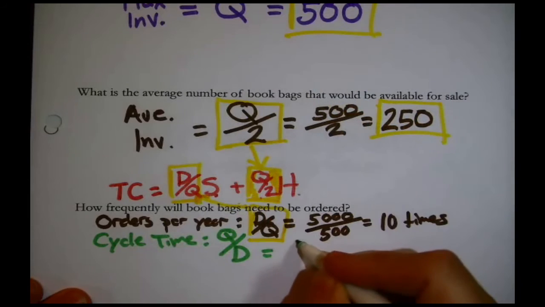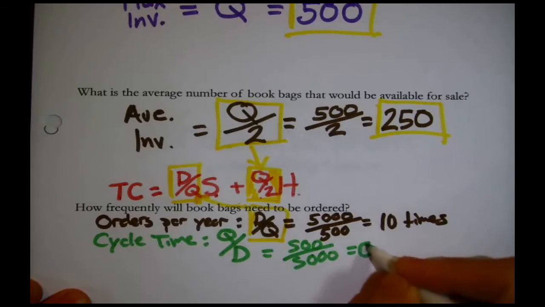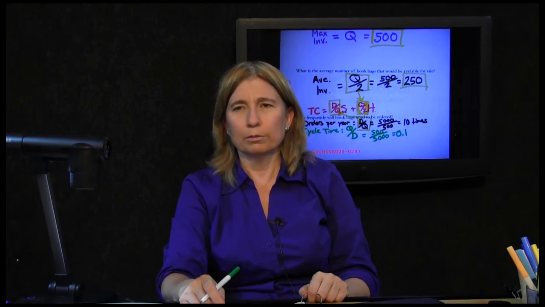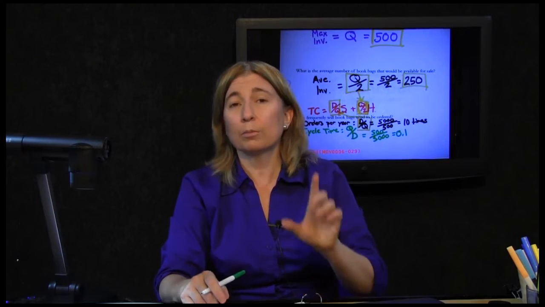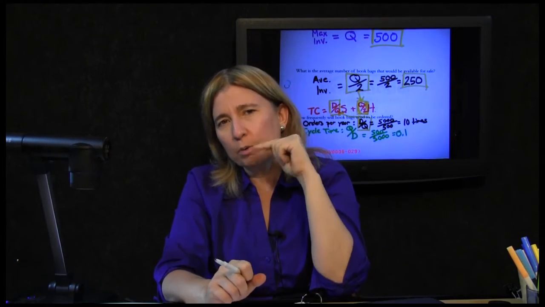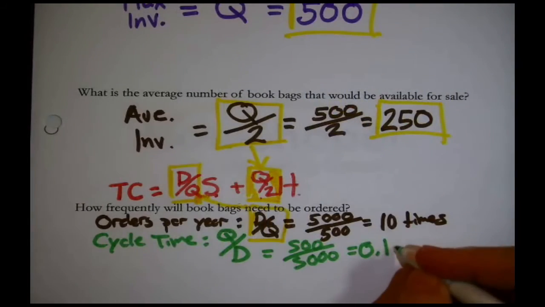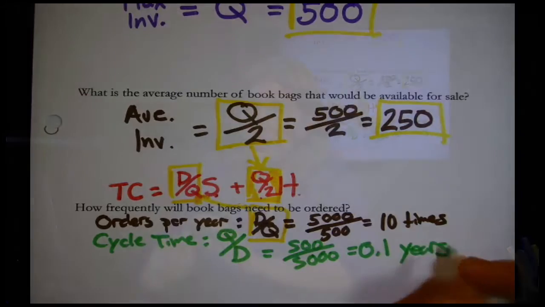Oh, okay, now wait. First, just fill out the formula literally. 500 divided by 5,000. You get 0.1, right? You say 0.1, okay. What's that supposed to mean? Now remember, the Q divided by D is a length of time. Is 0.1 like a lot of time? Q divided by D, the number then that appears on your calculator, is in years. Why? Because the D is annual.